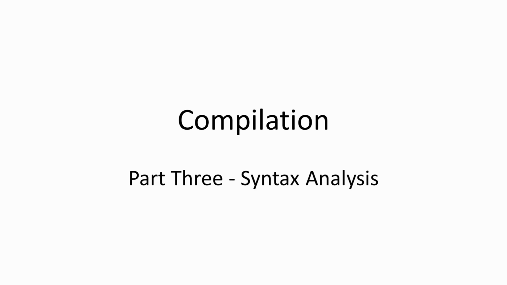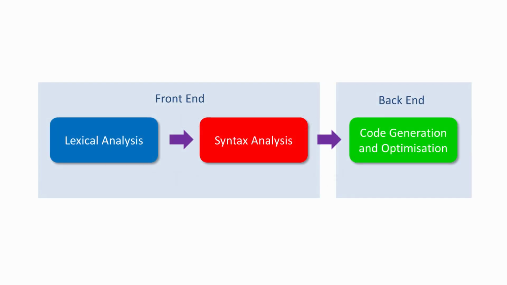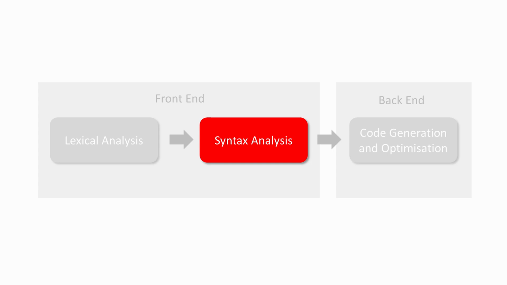This is part 3 of a series of videos about compilers and the compilation of computer programs. The second stage of compilation is known as syntax analysis, the purpose of which is to discover any syntax errors in the tokenized program. Syntax errors are those in which the rules of the programming language have been broken.